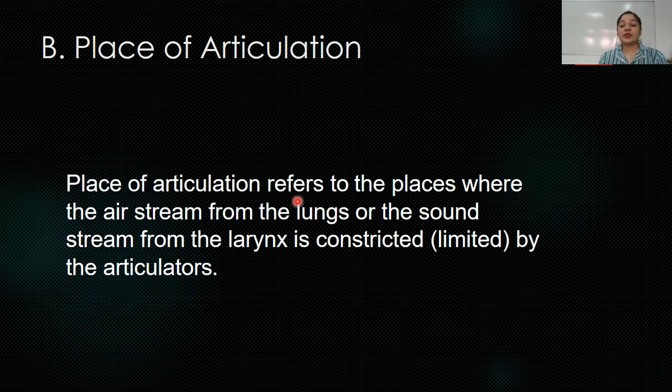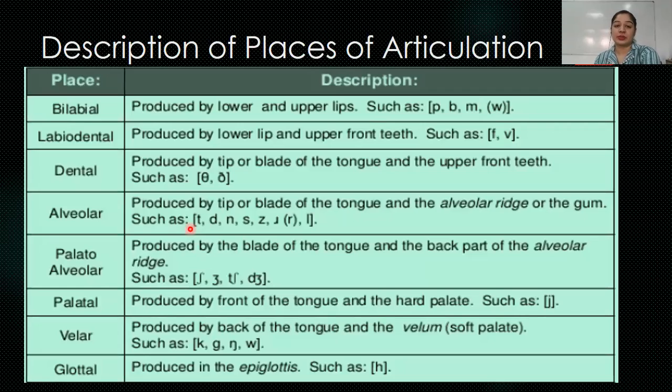The place of articulation. Place of articulation refers to the places where the air stream from the lungs or the sound stream from the larynx is constricted or limited by articulators. It is stopped, and then it comes out from the place of articulation. I have already discussed the organs of speech. Now keep that in your mind and then understand this.